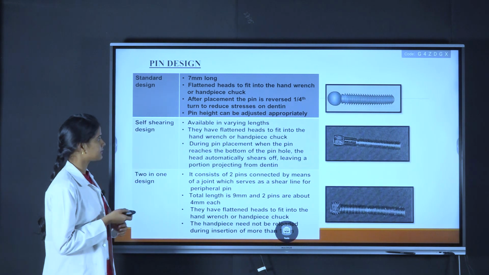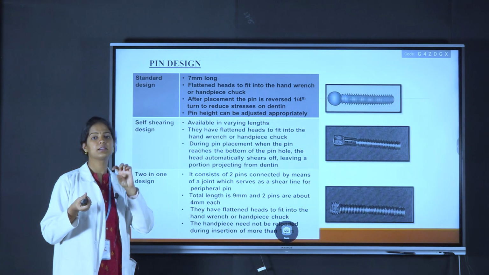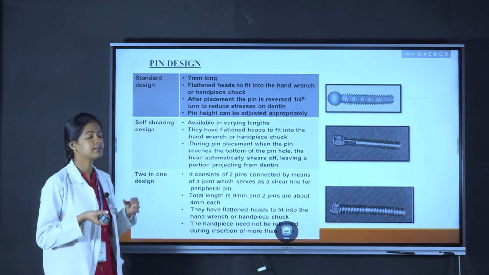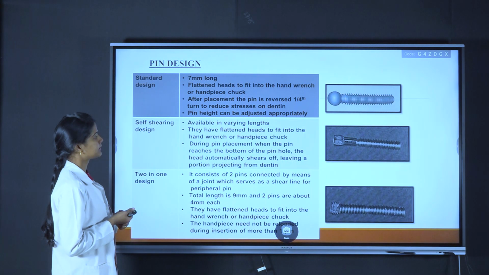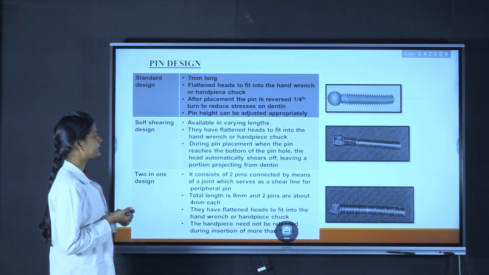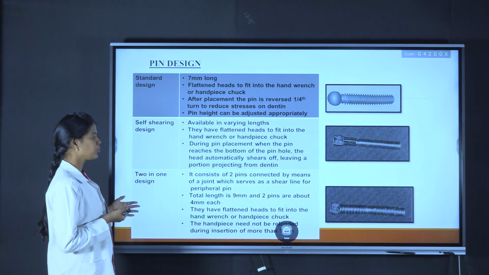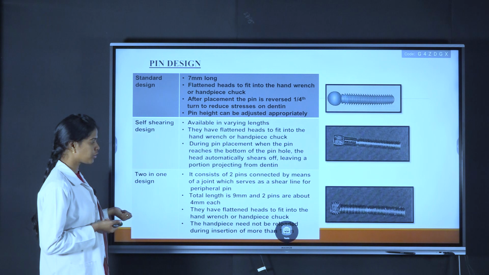Coming to the self-shearing type of pins, obviously as the name indicates, the pin head gets sheared off after attaining a certain depth inside the dentine. They have flattened heads that fit into the hand wrench or a handpiece chuck. After the pin reaches the bottom of the pinhole, it obviously gets sheared off. Coming to the 2-in-1, it is similar to the self-shearing, but it has two different pins of about 4 mm each, which are connected with the help of a joint in between.